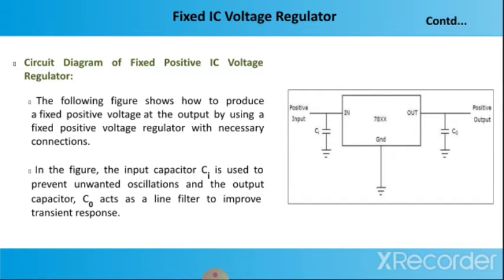Now this is a circuit diagram of a fixed positive IC voltage regulator, and the following figure shows how to produce a fixed positive voltage at the output by using a fixed positive voltage regulator with the necessary connections. As the voltage regulator has 3 pins: input, ground and output. So in the figure, the input capacitor Ci is used to prevent unwanted oscillations, and the output capacitor C0 acts as a line filter to improve the transient response, and the third pin is the ground.